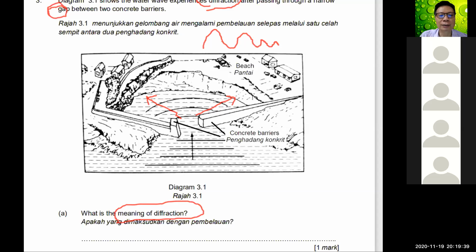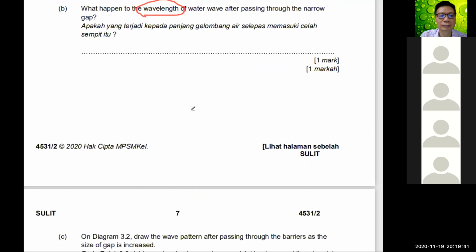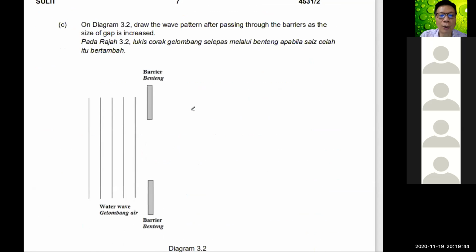Okay, next. They ask you to draw. Can you complete this diagram, class? You see carefully here now. Over this diagram, the lambda is very small. You see the lambda? Then the gap is very big. The aperture is very big.